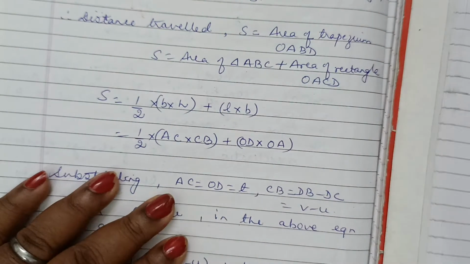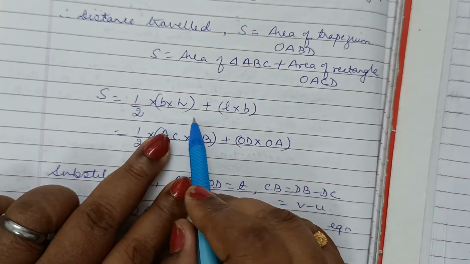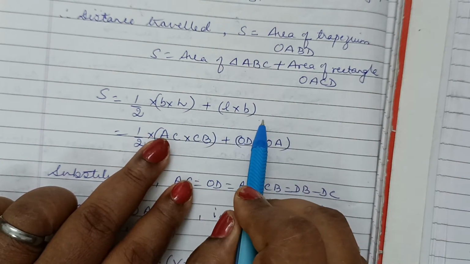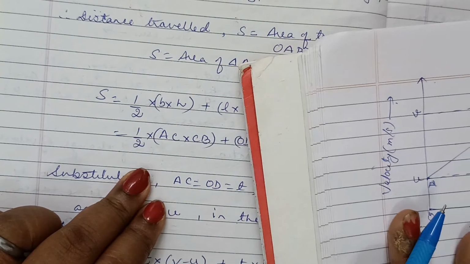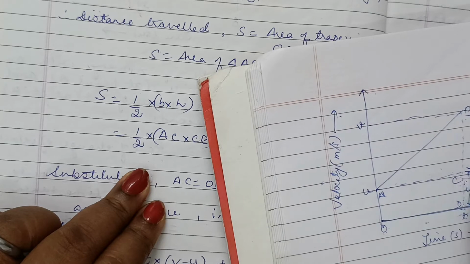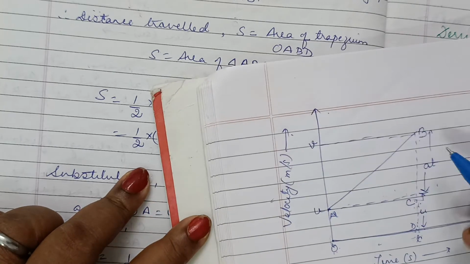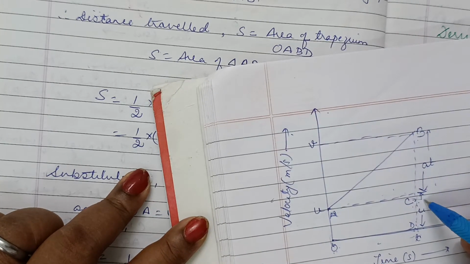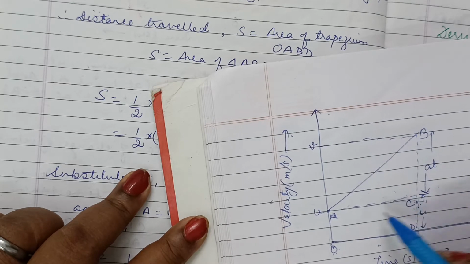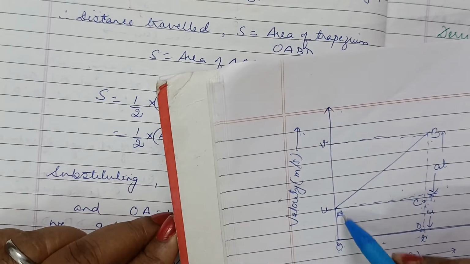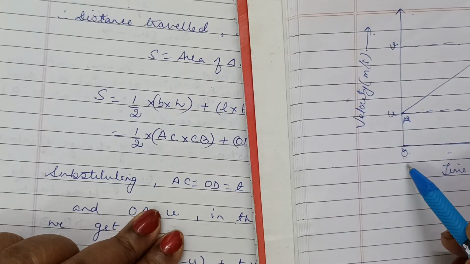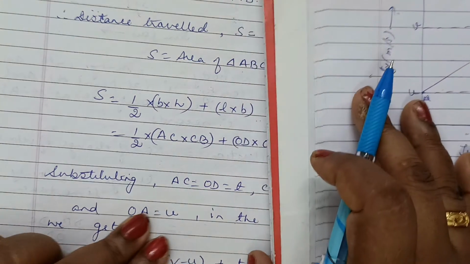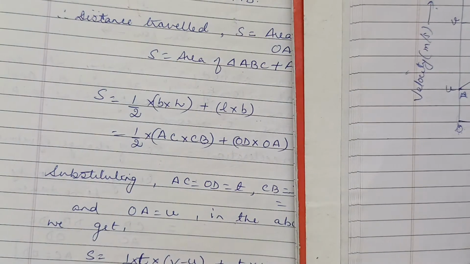Just see, area of triangle is equal to half base into height plus length into breadth. That is equal to half AC into CB. Just see, half AC, this is the base and this is the height BC, isn't it? Into CB. Plus area of rectangle is equal to length into breadth. So you can write down AC into OD or OD into OA. Anything you can write down either.